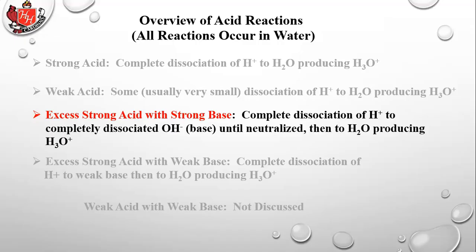In this example, we're going to say that there's more of the strong acid than the strong base. That's what's meant by excess strong acid with strong base. It means if you put them together, you're going to run out of the strong base first, okay? And then you're still going to have some of the acid left in the solution. So complete dissociation of the H+ to completely dissociated OH- base until neutralized, then to H2O producing H3O+. So let's get into it and let's see what that means.